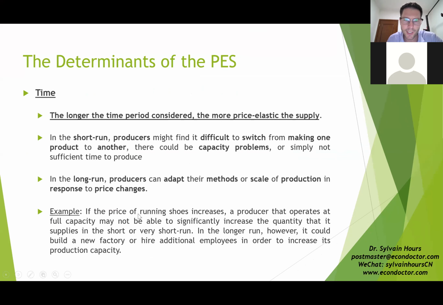What example did I give? If the price of running shoes increases, the producer that operates at full capacity may not be able to significantly increase the quantity that it supplies in a short or very short run. I can't produce more, even if I wish I could. In the longer run, however, it could build a new factory, hire additional employees in order to increase its production capacity. So of course, in that case, in the long run, I do produce more when the price rises, therefore higher PES.